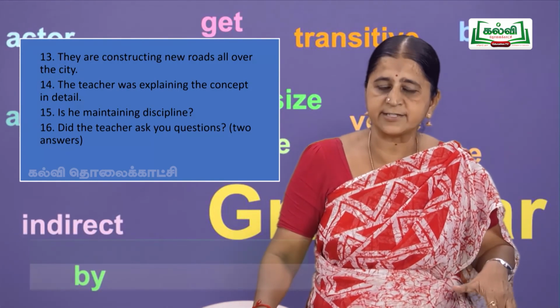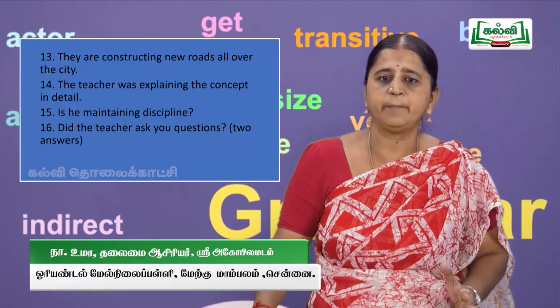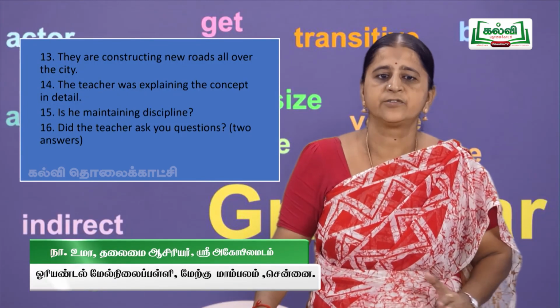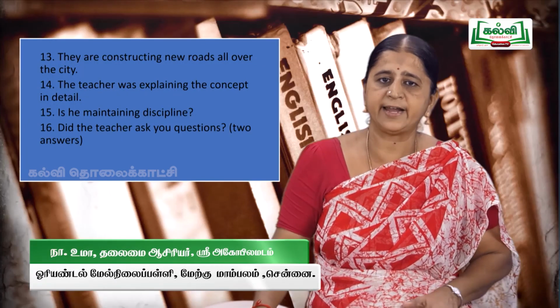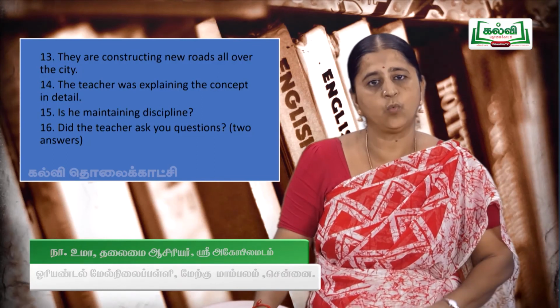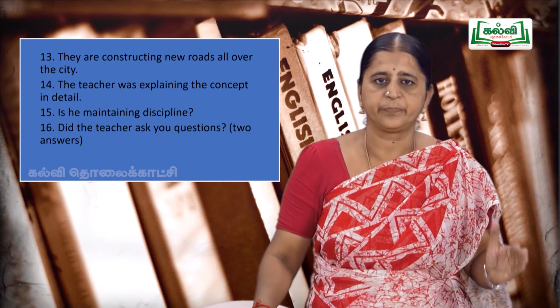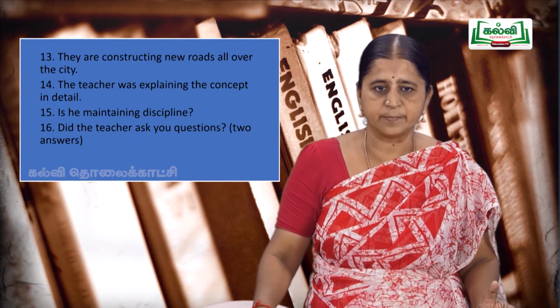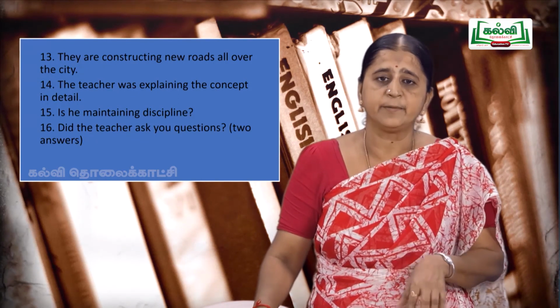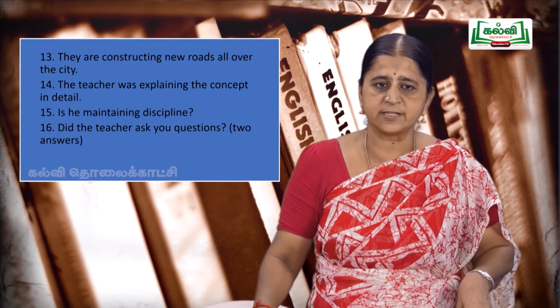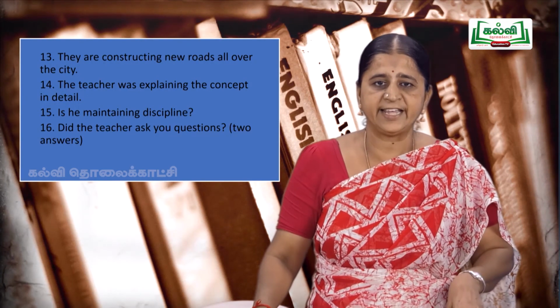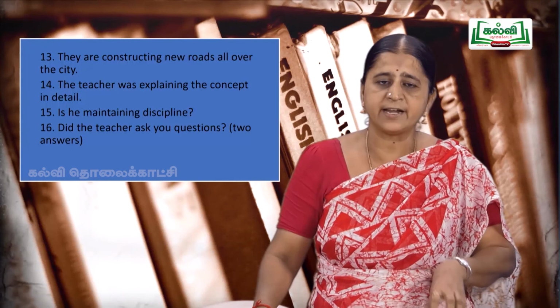Now next sentence 15, is he maintaining discipline? So what will we do? He is maintaining discipline. He is maintaining what? Discipline. So we start our answer with discipline. Discipline, singular. Present continuous tense. So discipline is being maintained by him.